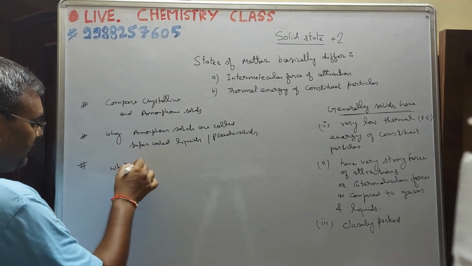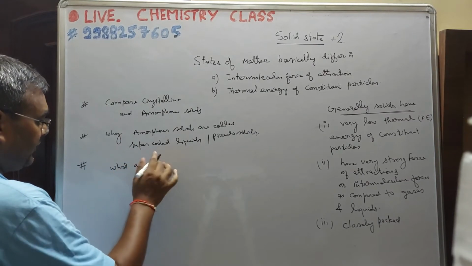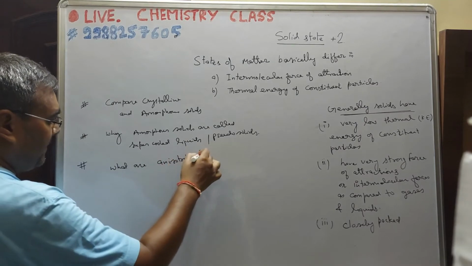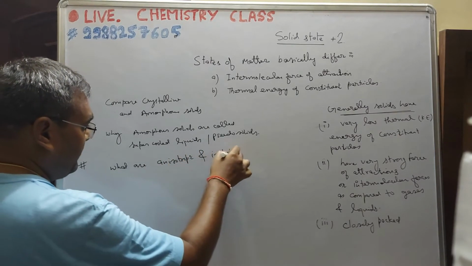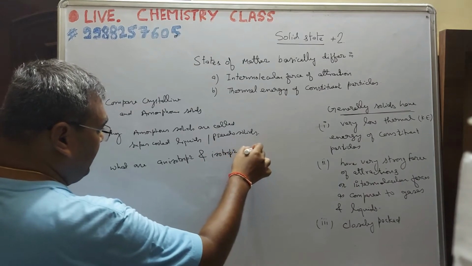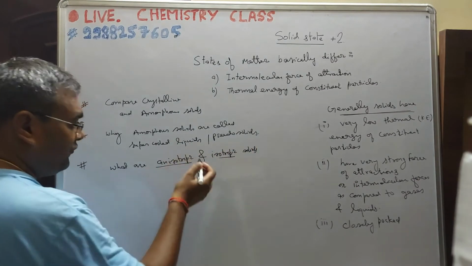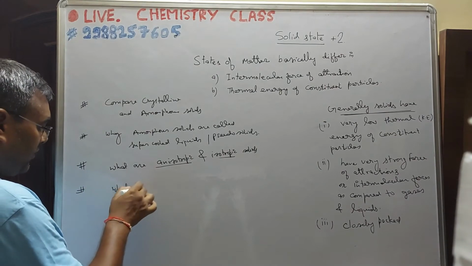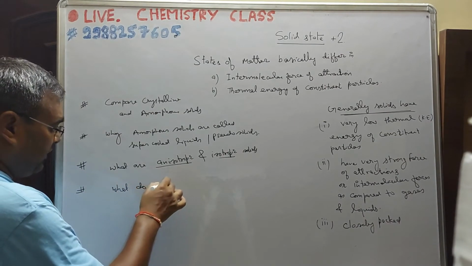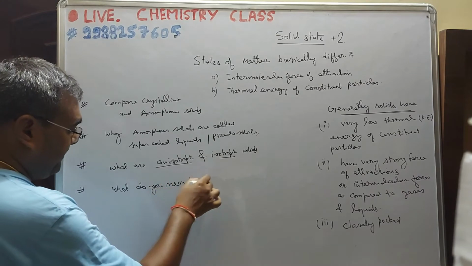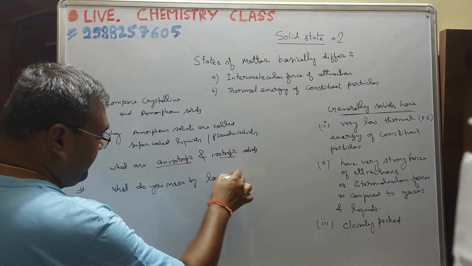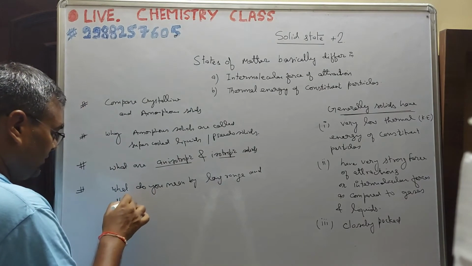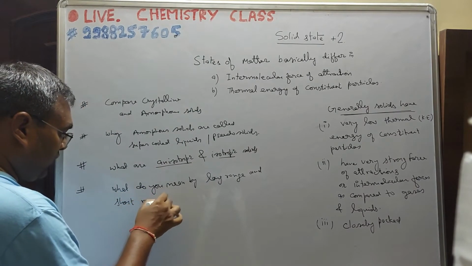What are anisotropic and isotropic solids? These are based on characteristics. What do you mean by long range and short range order solids?